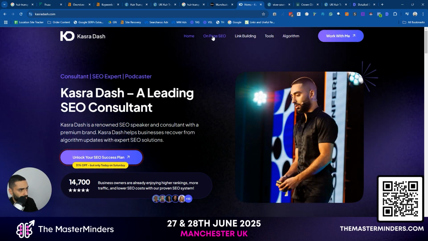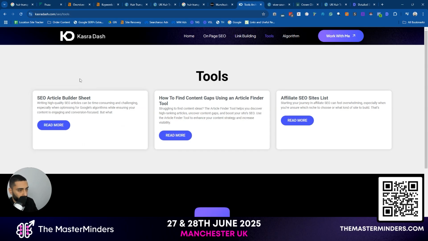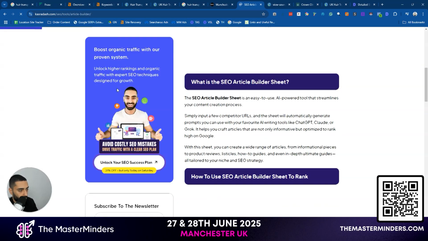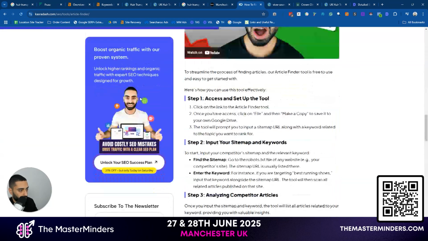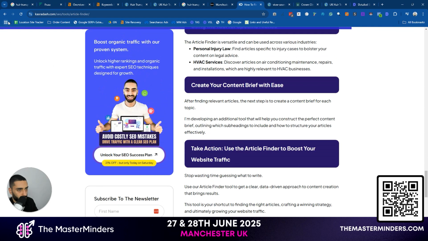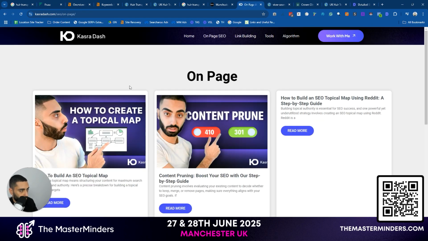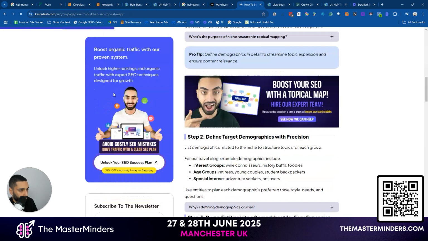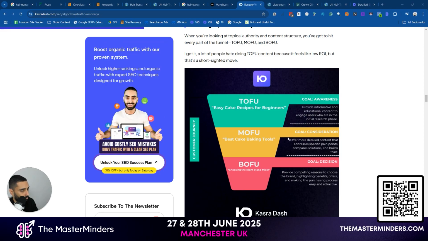So if you go to cadredash.com, I believe it's tools, SEO article builder, no, how to find content, is it this one? Bear with me for a second, I believe it's this. Here it is. So this is the diagram that I've got.